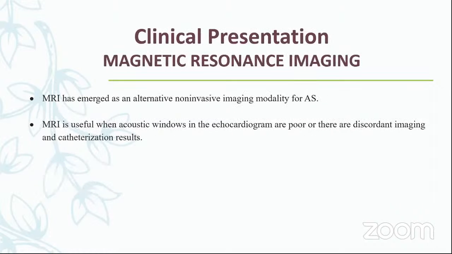MRI has emerged as an alternative non-invasive imaging modality for AS. MRI is useful when the acoustic windows in the echo are poor or there are discordant imaging and catheterization results.